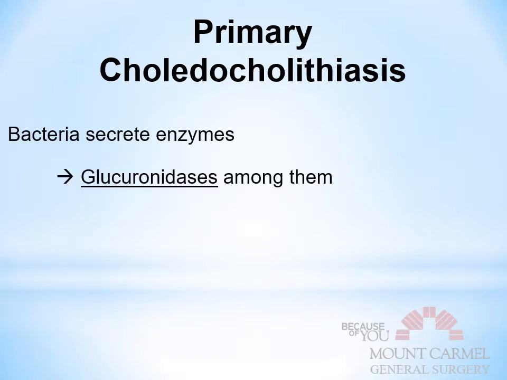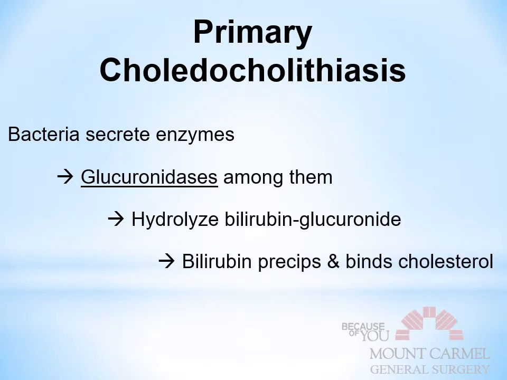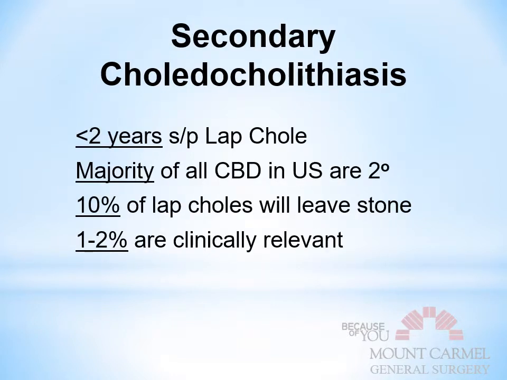Now, bacteria secrete enzymes like glucuronidases, which hydrolyze the bilirubin and glucuronide. So what happens there is that the bilirubin precipitates. And when it precipitates, bilirubin binds up cholesterol. That's kind of what it does. And so as it binds up cholesterol, you get stones. That's how the primary stones work.